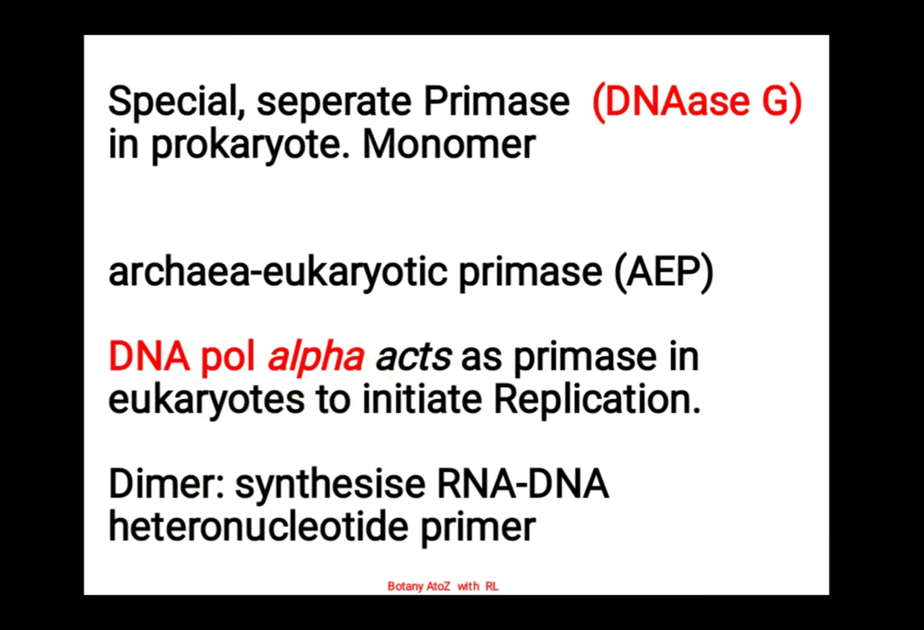It has one subunit which is RNA polymerase in nature, and another subunit which is DNA polymerase. So the term DNA polymerase alpha actually accounts for a heterodimer, in which the first subunit is RNA polymerase and the second is DNA polymerase. It is this RNA polymerase subunit that synthesizes the small RNA primer, and that is followed by the synthesis of DNA by this DNA polymerase subunit.